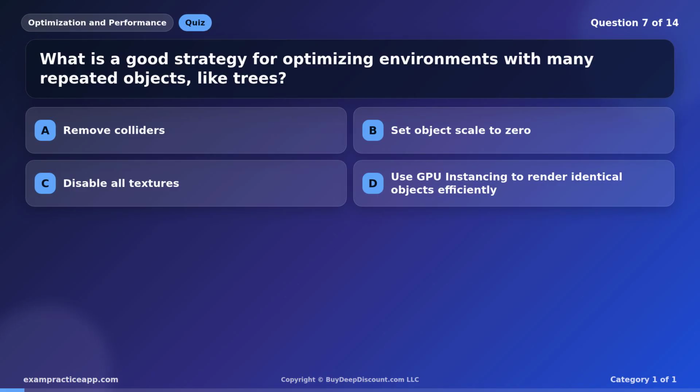Question 7. What is a good strategy for optimizing environments with many repeated objects, like trees? Option A, remove colliders. Option B, set object scale to 0. Option C, disable all textures. Option D, use GPU instancing to render identical objects efficiently. Take a moment to choose your answer. The correct answer is option D, use GPU instancing to render identical objects efficiently. Explanation. GPU instancing allows identical objects to be rendered in a single draw call, making it ideal for environments with many repeated elements.